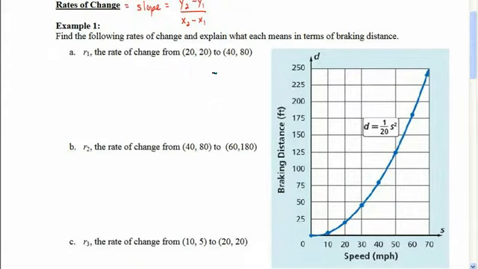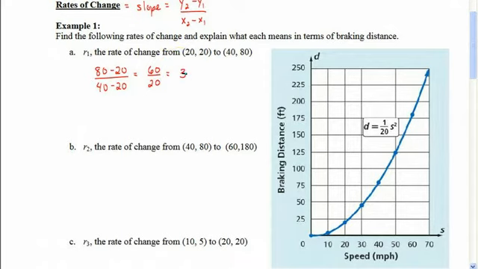So the way we're going to set this up is we're going to subtract our y's, 80 minus 20, over our x's, 40 minus 20. Well, 80 minus 20 gives me 60, 40 minus 20 gives me 20. We could simplify that to say our answer is 3.